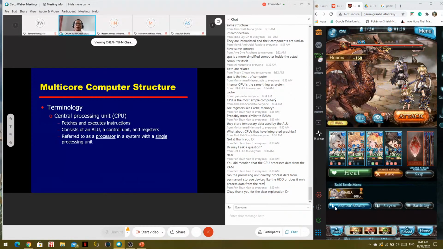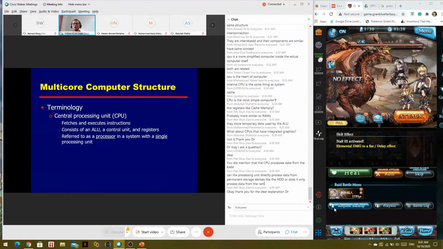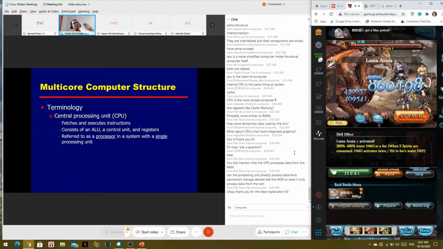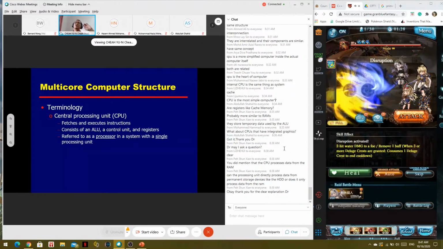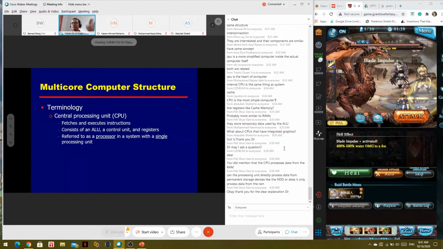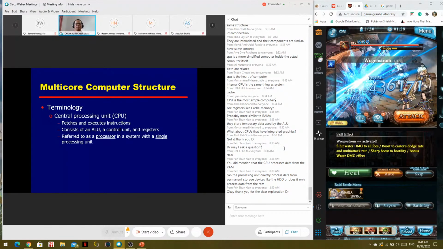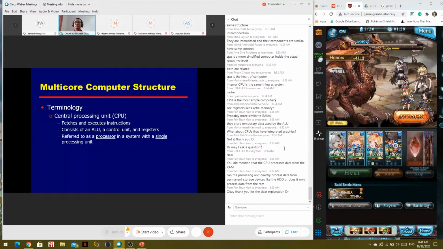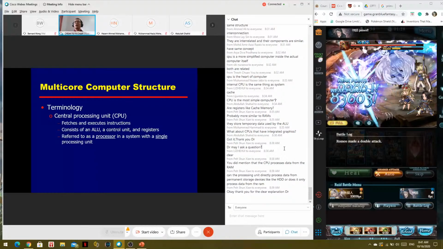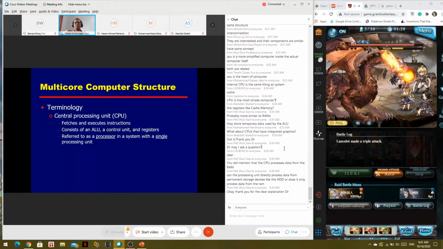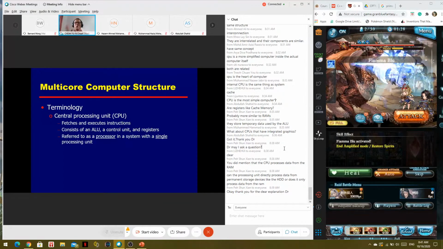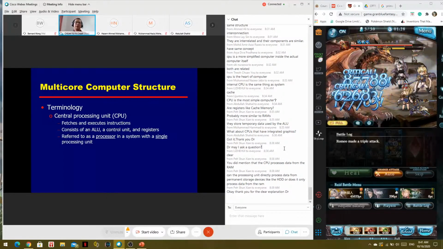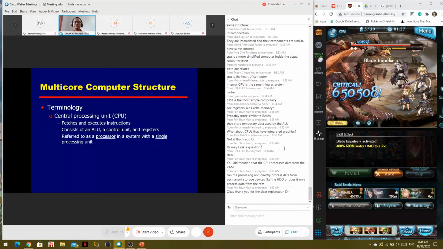Let's continue. Now we are done with architecture, the family and the organization. We also have a clear structure and function. Now let's talk about other things. Let's talk about multi-core processors. A lot of modern computers nowadays are multi-core: dual core, quad core, 16 core, various numbers of cores. But let's talk about some terminology first.